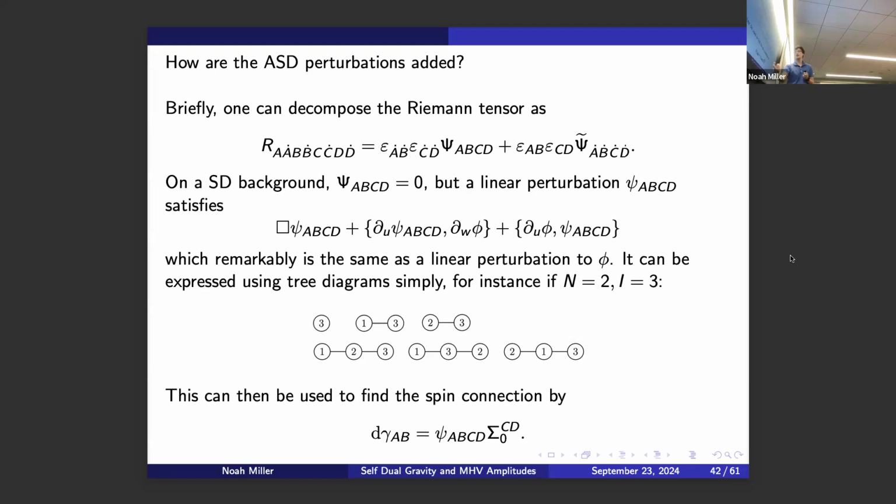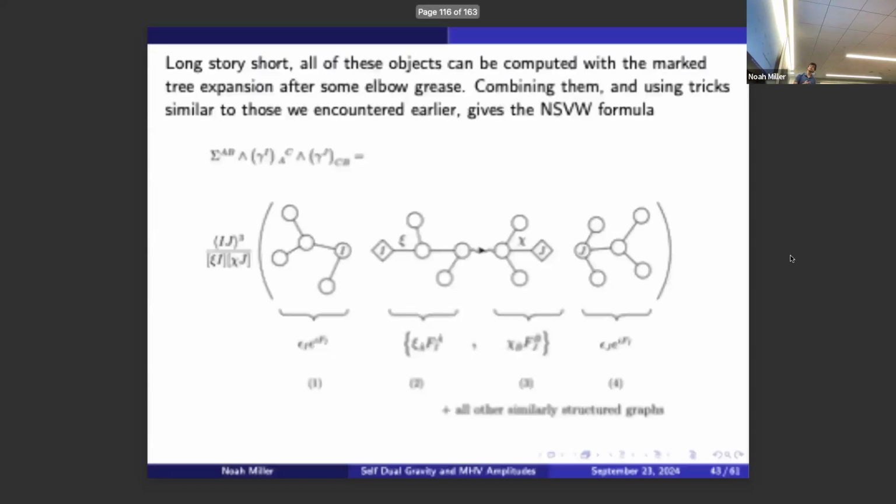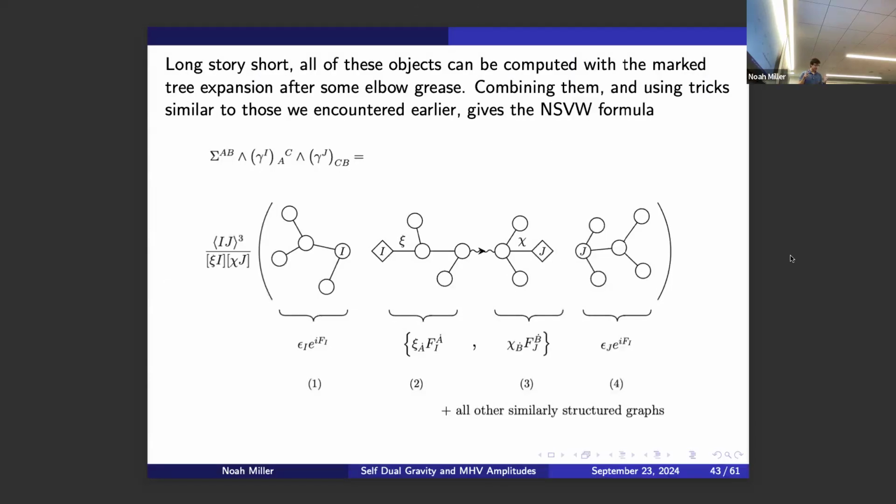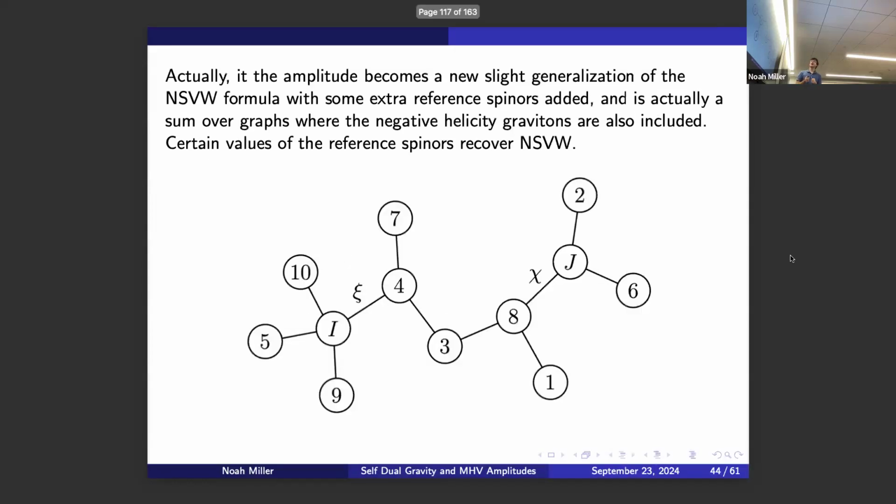And then once you have psi ABCD, you can solve for the spin connection using this following equation. Anyway, long story short, you can compute all these objects using tree diagrams, and then you can take this MHV generating function, this sigma wedge gamma, and there are all these rules for combining the diagrams, the squiggly lines, and so forth. You've got to put some elbow grease in, and in the end, you can prove the MHV formula. Although actually, what you prove is a slight generalization of the NSVW formula.